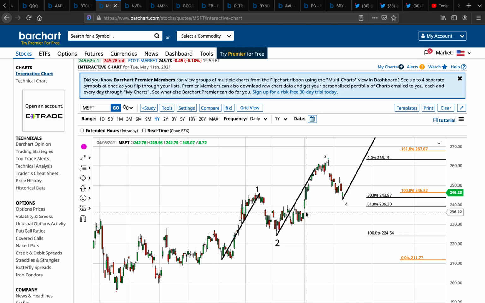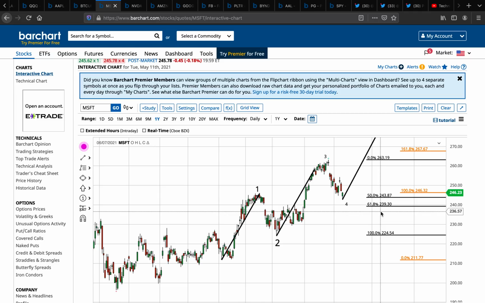I think it's pretty clear Microsoft is completing a correction, right? This is a new wave for Microsoft. We can't say anymore that this is even possibly part of this same structure. So the conservative view of Microsoft will say that this is a wave 3. We're putting in a wave 4 correction. Right now, I don't want to see Microsoft below 239. Would that be the end of the world? No. But I don't want to see Microsoft below 239.